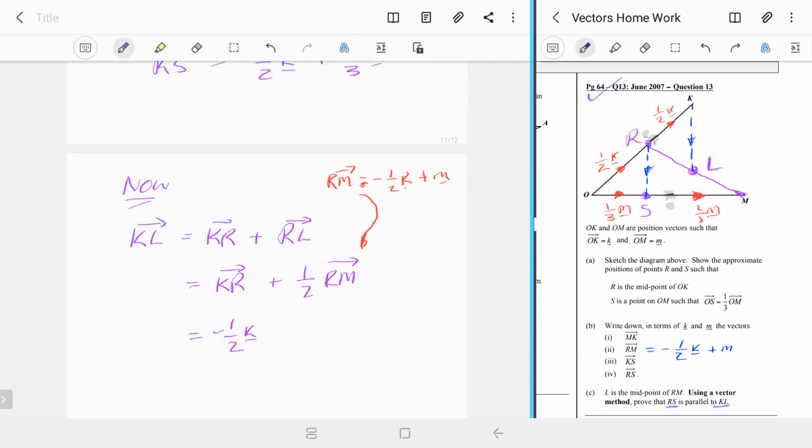What do I write? Half of this is what? Let me write it out for you. Plus half of minus half K plus M. Good?